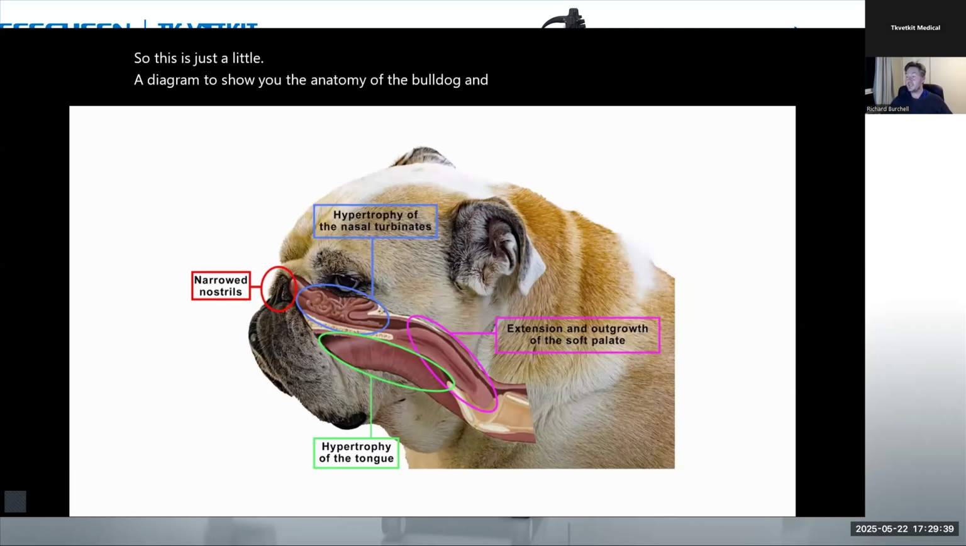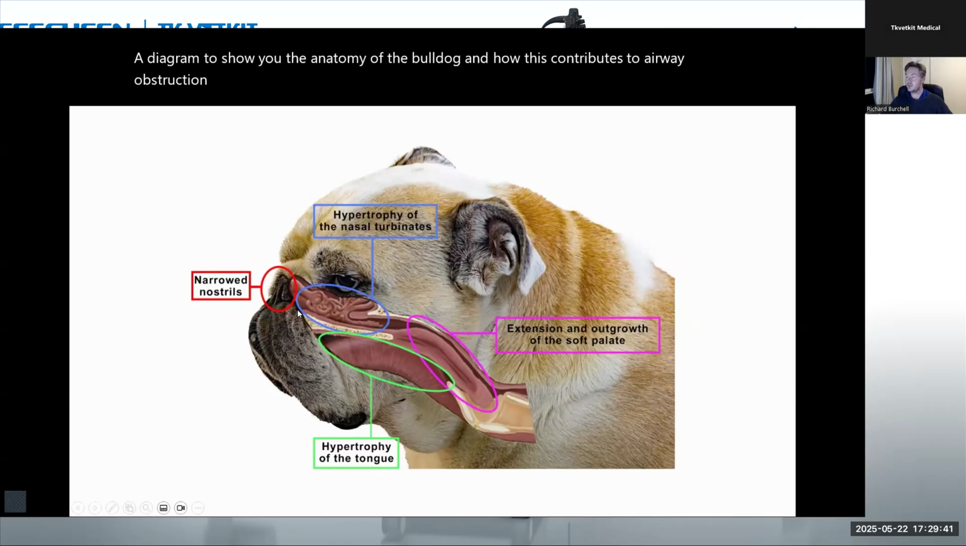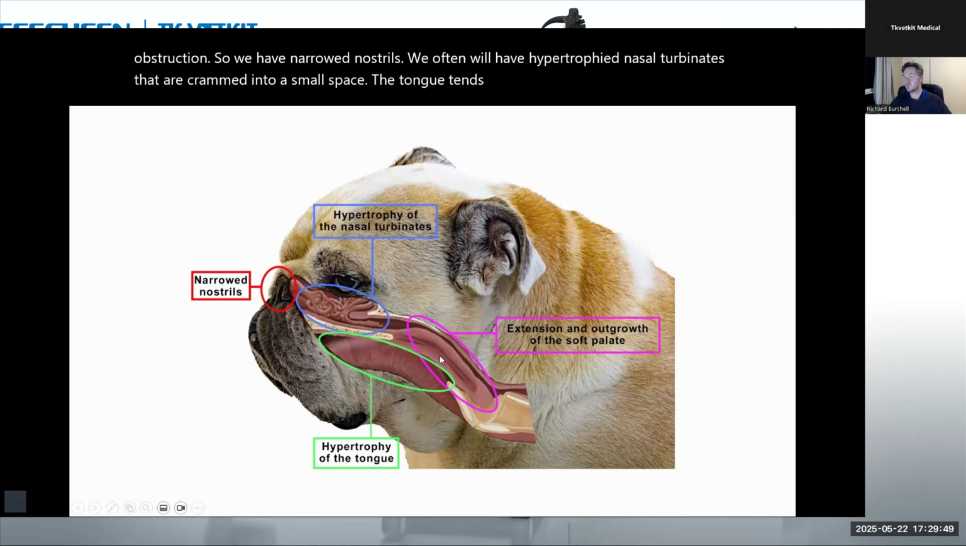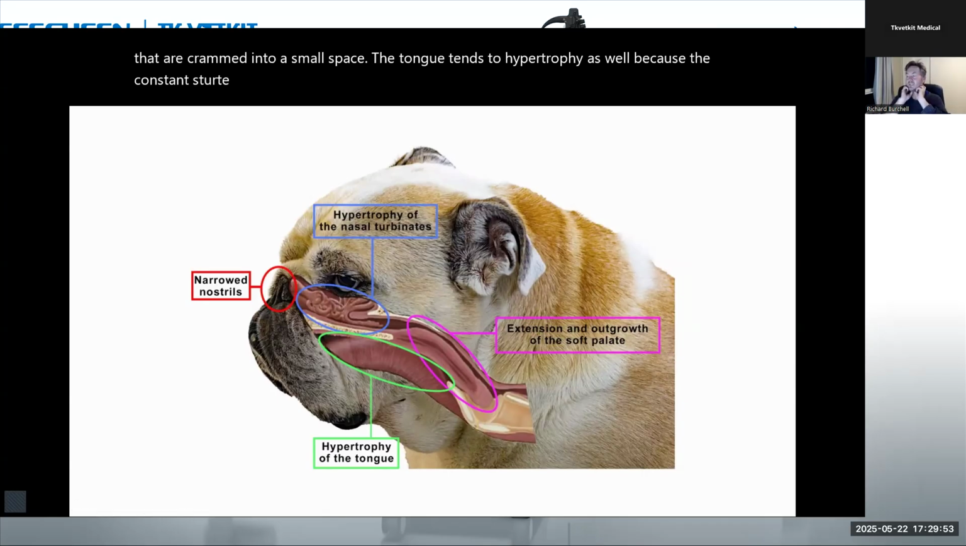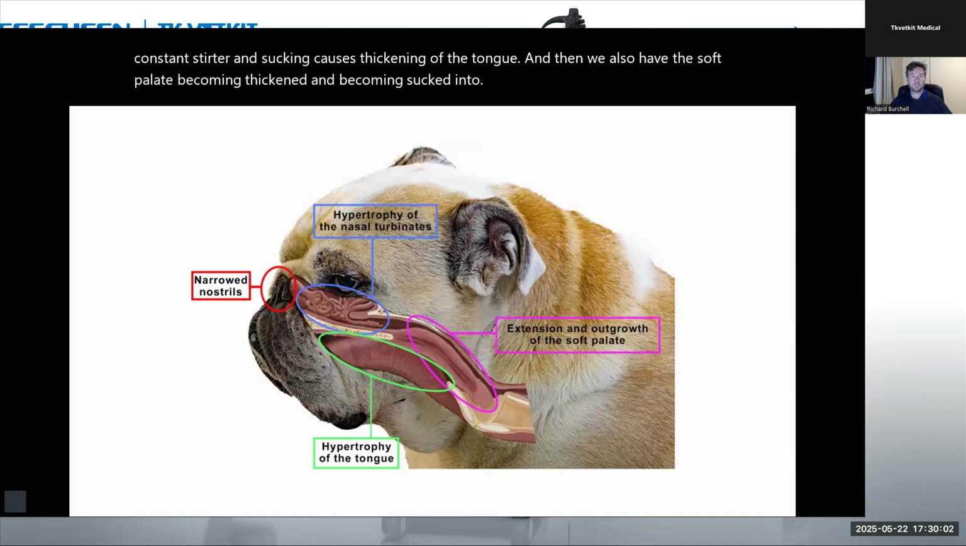So this is just a little diagram to show you the anatomy of the bulldog and how this contributes to airway obstruction. So we have narrowed nostrils. We often will have hypertrophied nasal turbinates that are crammed into a small space. The tongue tends to hypertrophy as well because the constant stertor and sucking causes thickening of the tongue. And then we also have the soft palate becoming thickened and becoming sucked into the laryngeal opening.